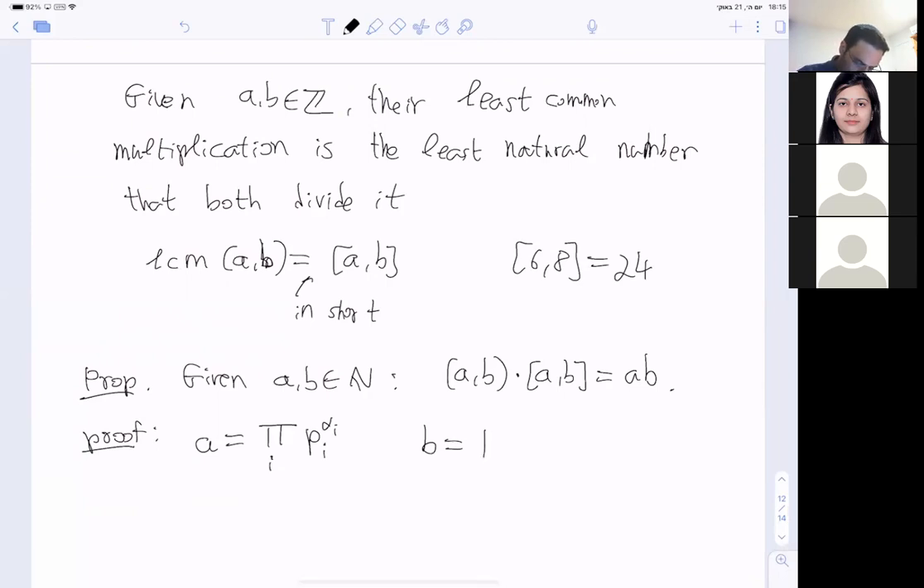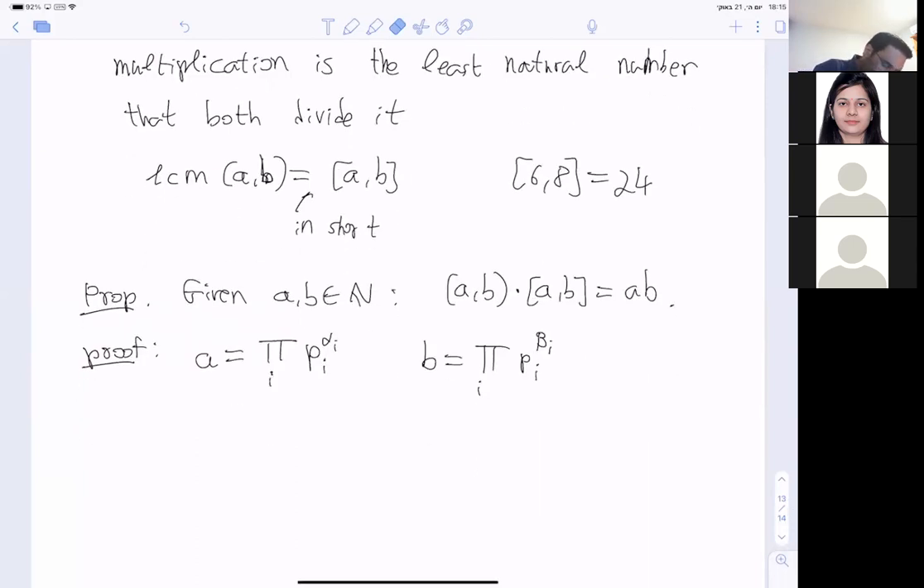So B is the product of p_i to the power beta_i, okay? So what is the GCD? If you want to create the GCD, you must take the least, I mean the minimal power between the two, because you want it to exist in the factorization of A and B.